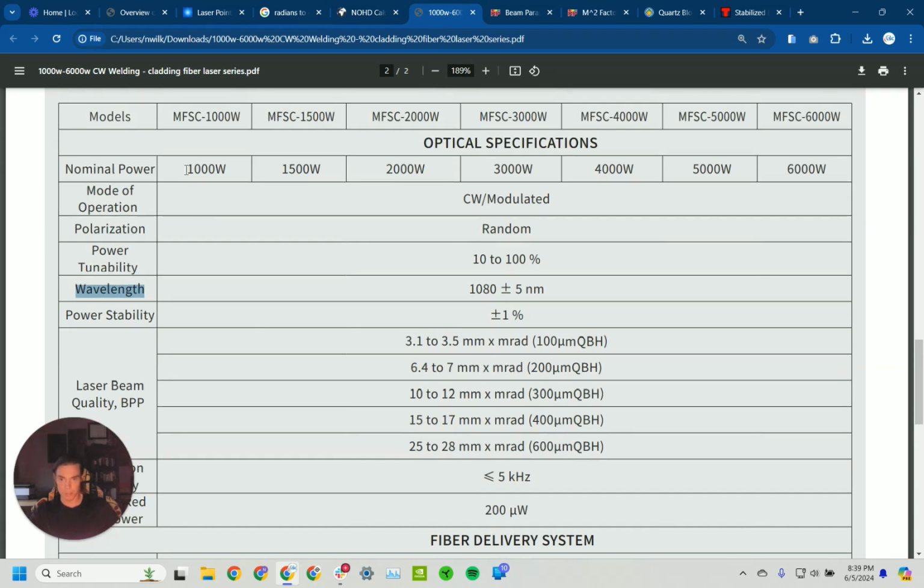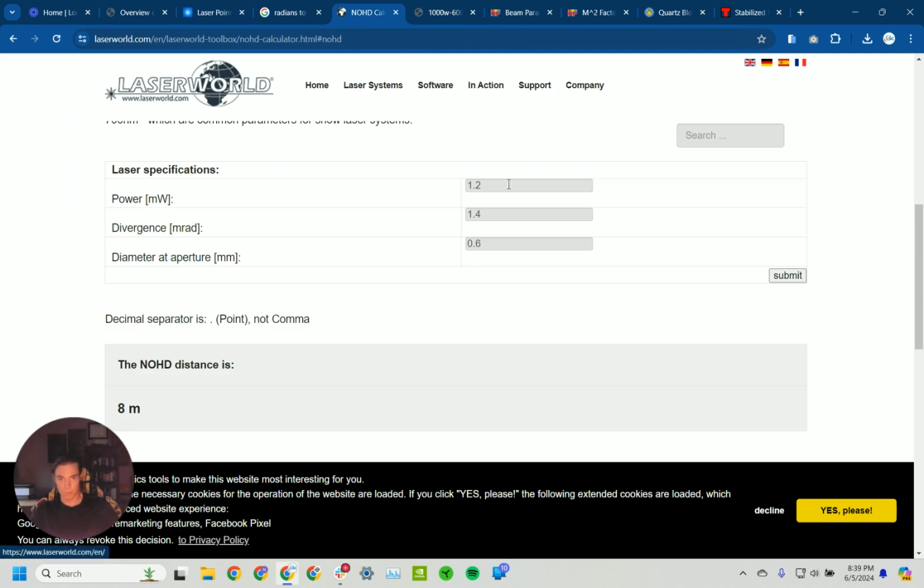So back to our spreadsheet. Our power is 1,000 watts. What is a milliwatt? It's 1/1000th of a watt. So we need to do 1,000, 1,000. So I've got 6 zeros in here. Holy smokes, that's a lot of milliwatts. 1,000 watts is insanely powerful. You do not want that fiber to break.